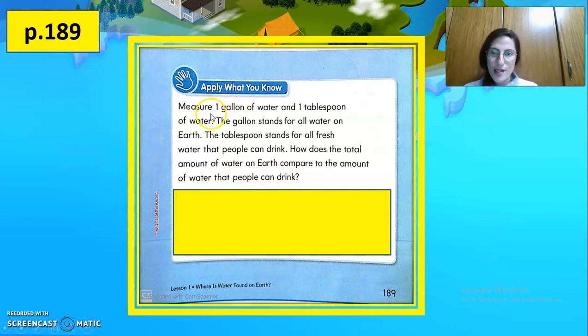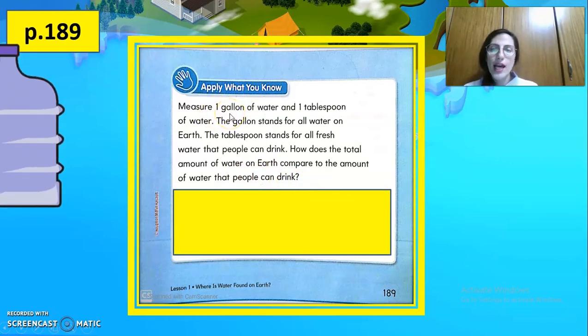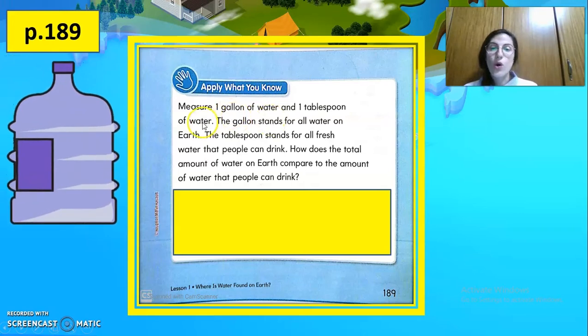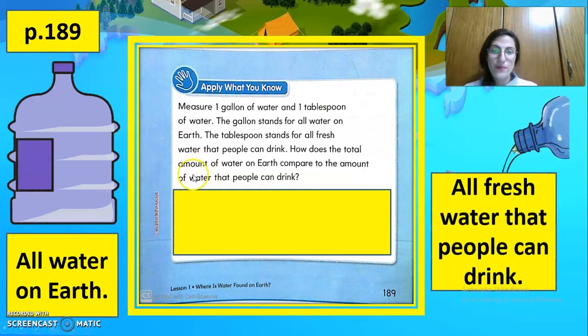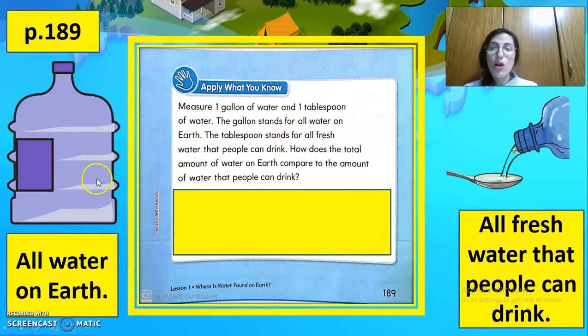I remind you guys, we have to measure 1 gallon of water and 1 tablespoon of water. Okay, so we have 1 gallon of water and 1 tablespoon of water. The gallon stands for all water on Earth, so this represents the amount of water on Earth. And the tablespoon represents the fresh water, okay, that people can drink. So how does the total amount of water on Earth compare to the amount of water that people can drink?